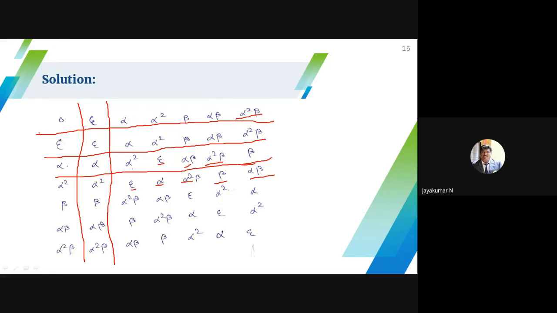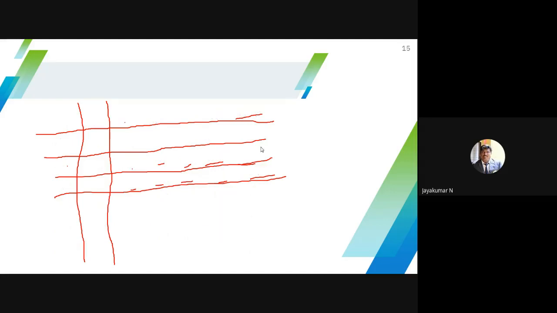But the next row is very important. Please listen carefully. Beta into epsilon is beta, there is no problem. But beta into alpha, that is beta alpha, is not a member of our S3 as written. So you have to identify which element beta alpha represents. Easily you can represent it. Please listen.